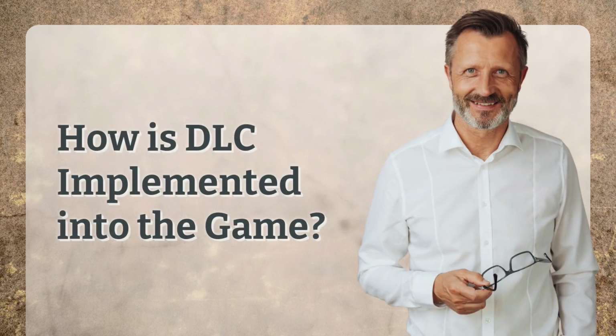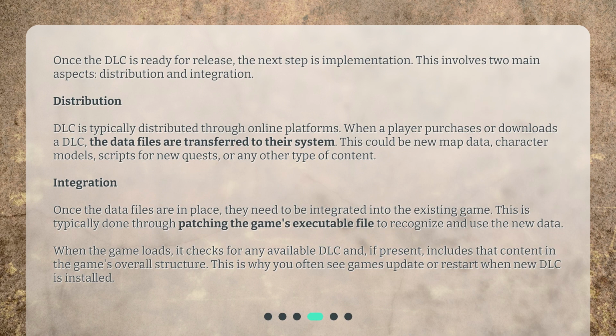How is DLC implemented into the game? Once the DLC is ready for release, the next step is implementation. This involves two main aspects: distribution and integration. Distribution: DLC is typically distributed through online platforms. When a player purchases or downloads a DLC, the data files are transferred to their system. This could be new map data, character models, scripts for new quests, or any other type of content.